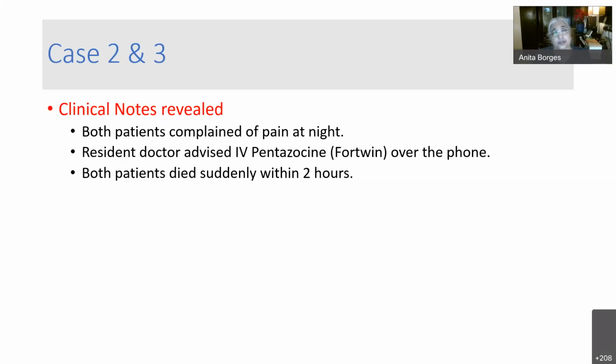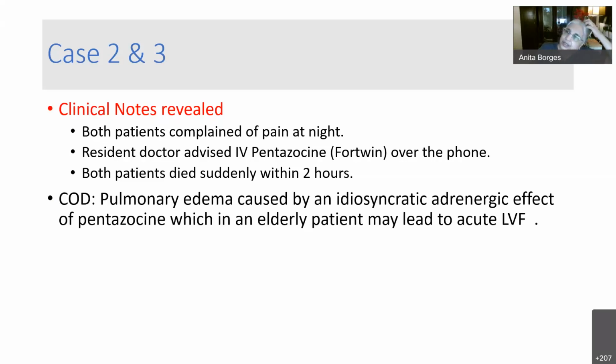The nurse called the resident doctor, and the resident doctor advised intravenous pentazocine, the trade name is Fortrin. I don't know how many of you know about this. Over the phone, he said to give IV Fortrin. Both patients died suddenly after that, within 2 hours of the pentazocine being given. Now that was what was noted in the chart. When I went into the effects, because that seemed the only thing.